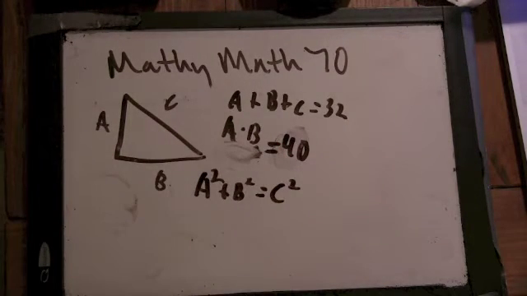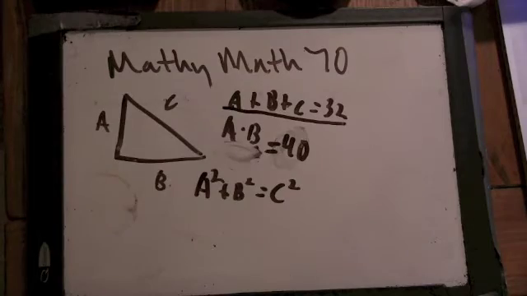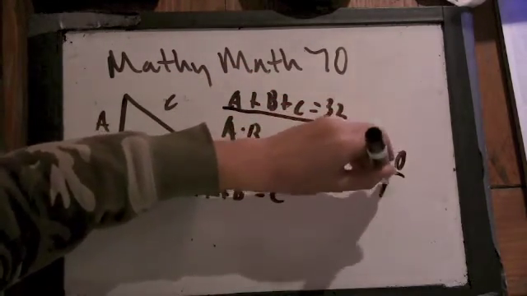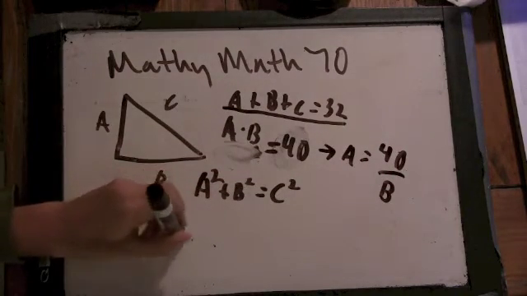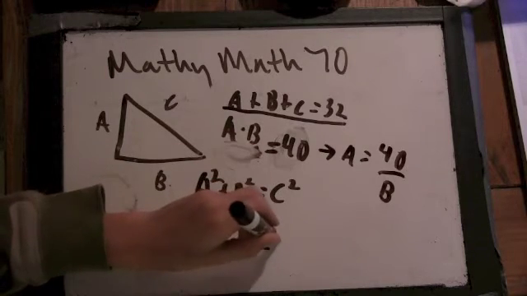Maybe that will help. Well, we have three variables and three equations. So now what can we do with these equations? Well, we could try to substitute some stuff in here. Like, from this equation, A equals 40 over B. So then you get 40 over B plus B plus C is 32.